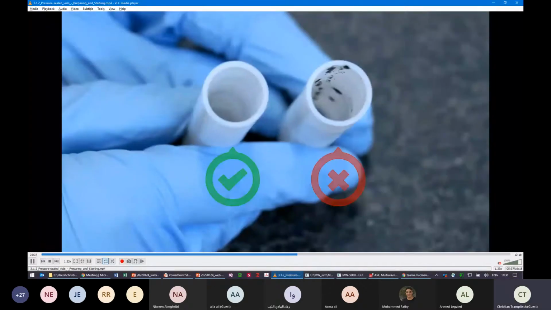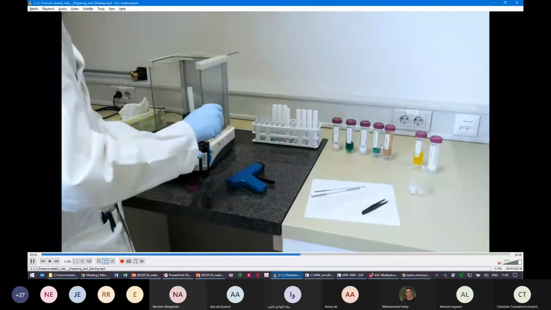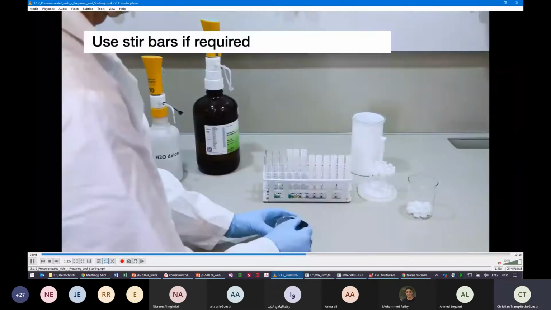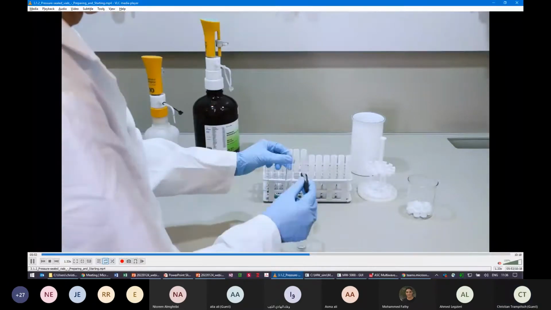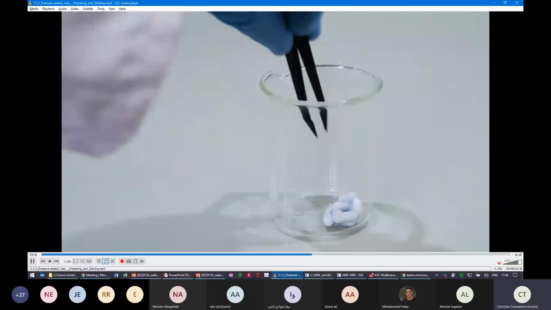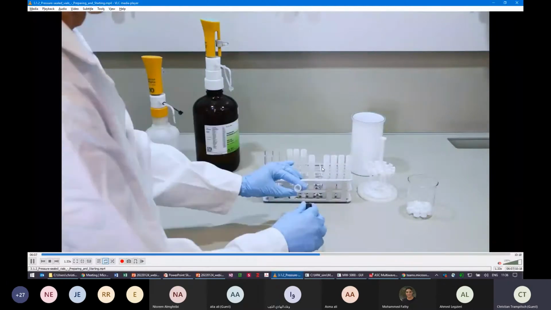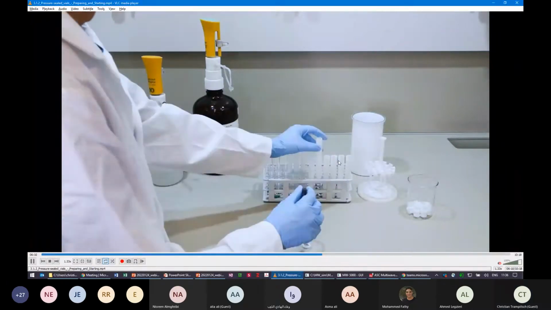Okay. So once we have filled in everything, we can use a stir bar if the stirrer module is installed. It's not necessary, but for some samples, it's beneficial to use. So you can use them, you don't have to.